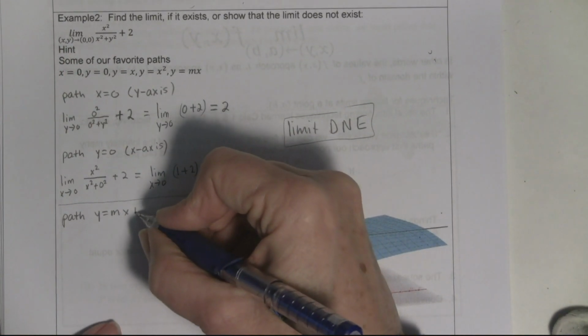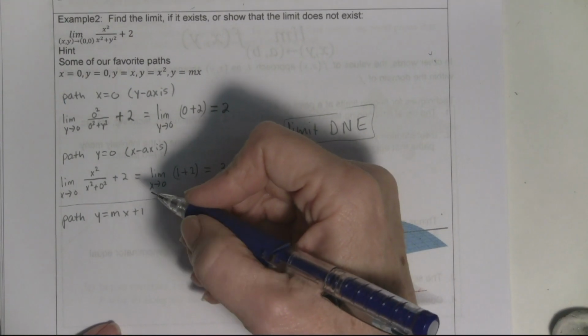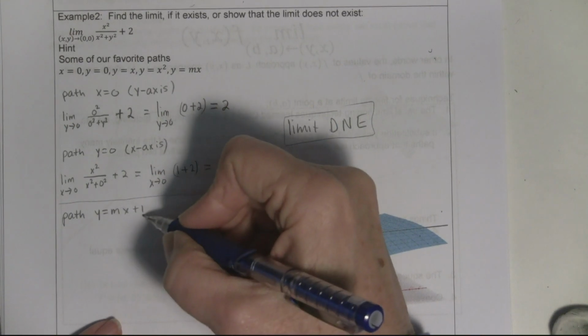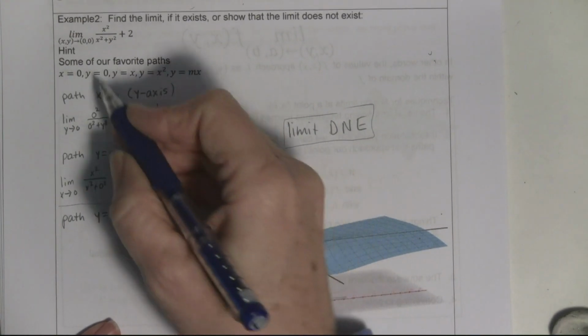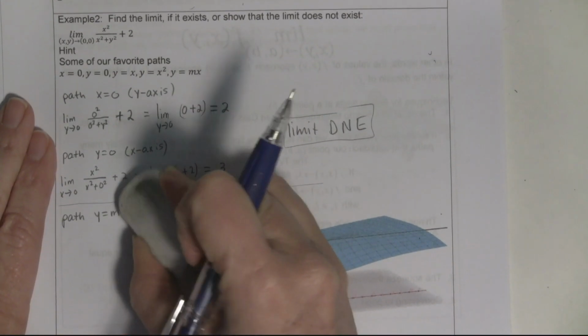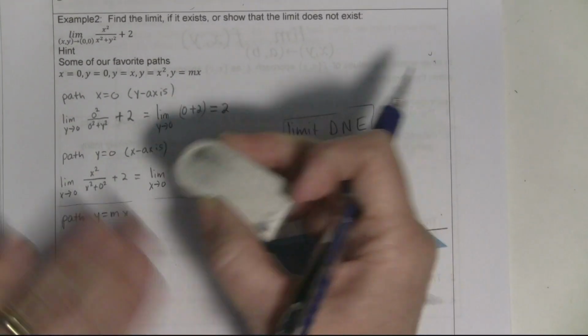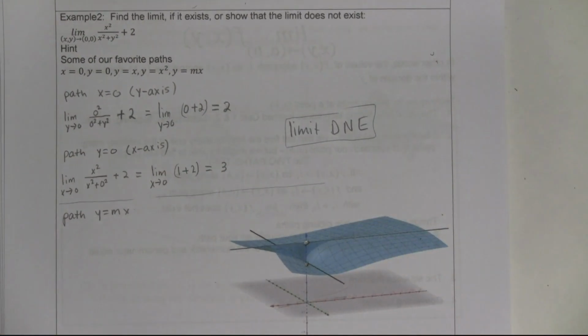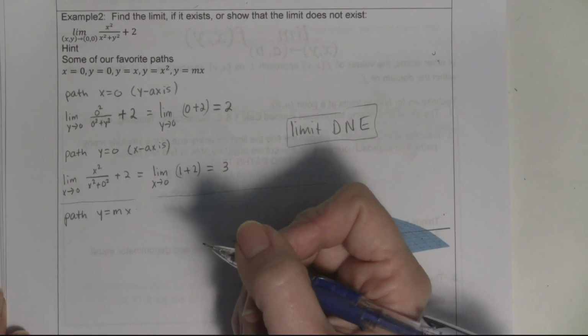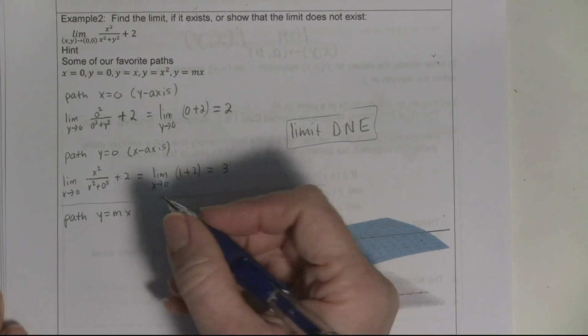So I couldn't put +1 here because then as x gets close to 0, then that would make 0 here, and then y would be getting close to 1, which it's not. It's getting close to 0. But this will be something helpful that we'll need on another one, that idea.